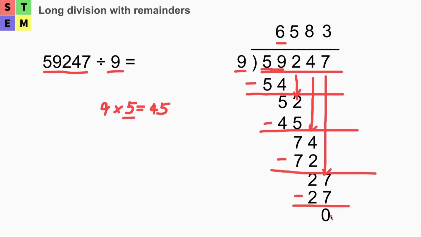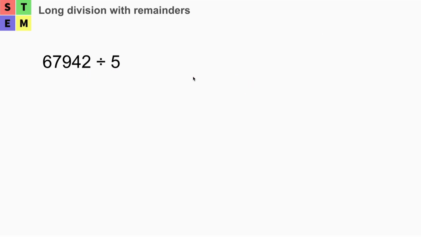So again, no remainder, 0 remainder, and the result of 59,247 divided by 9 equals 6,583. Okay, so now let's take a look at our next example.